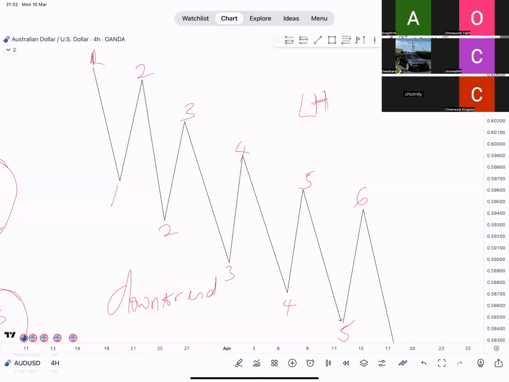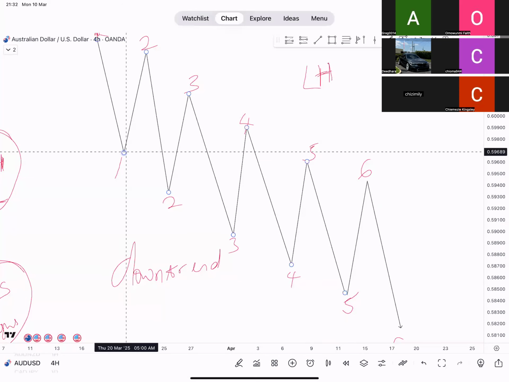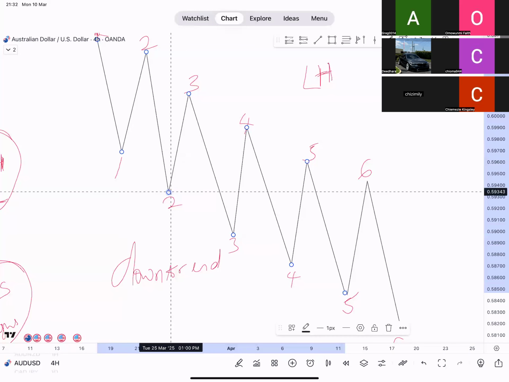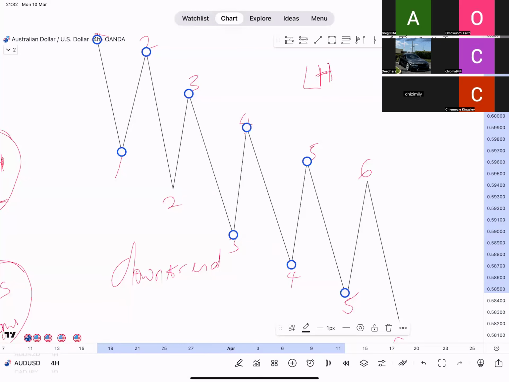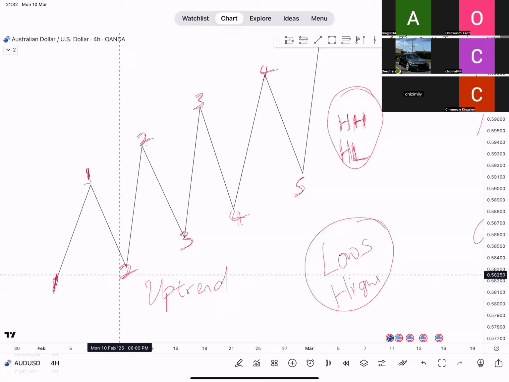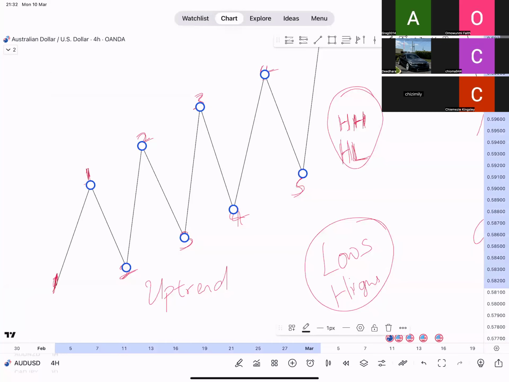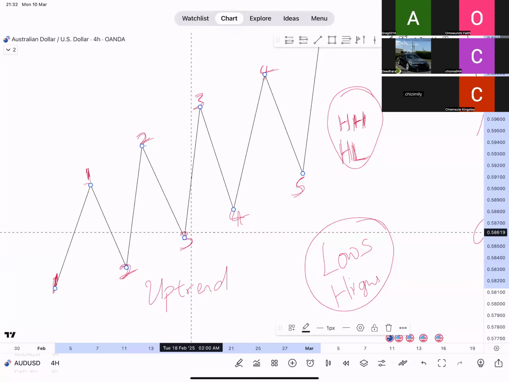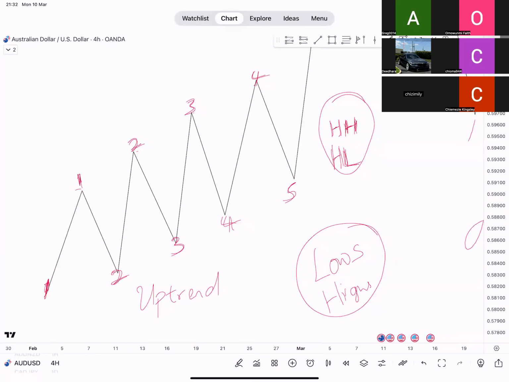Now, these are the lows. We have low 1, low 2, low 3, low 4, and low 5. Can you see that in the uptrend, low 2 was higher than low 1, low 3 higher than low 2, low 4 higher than low 3. That is why we said that it is made up of higher highs and higher lows.